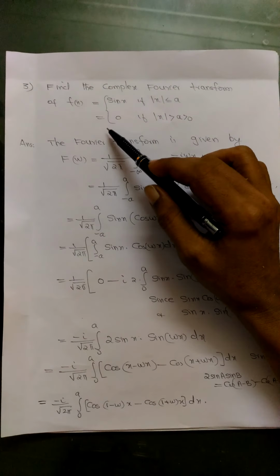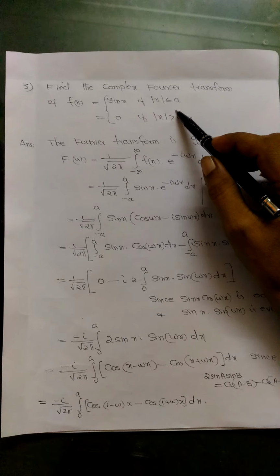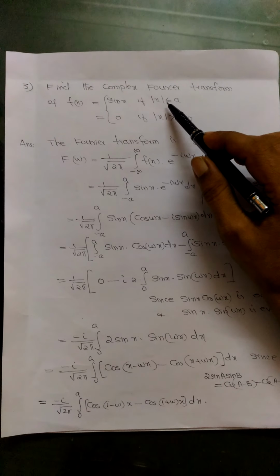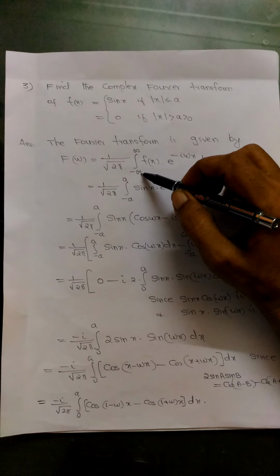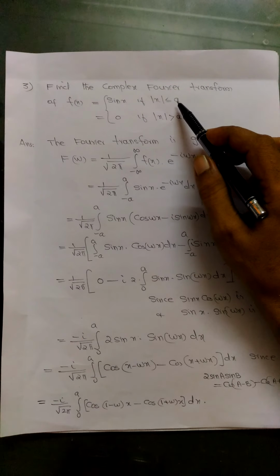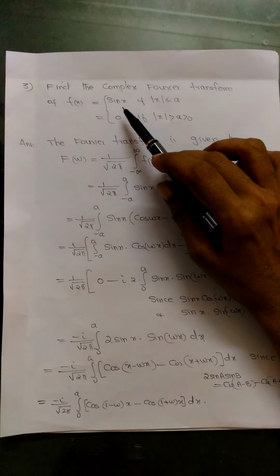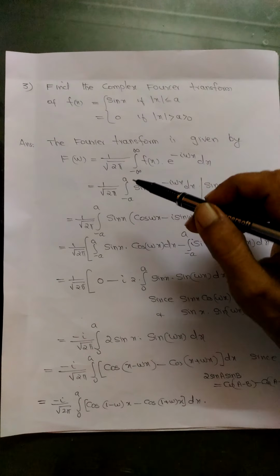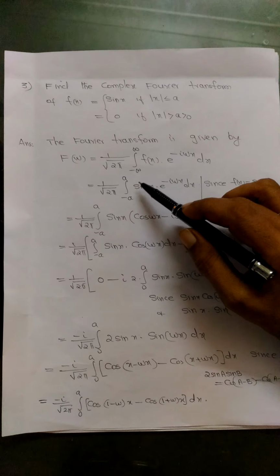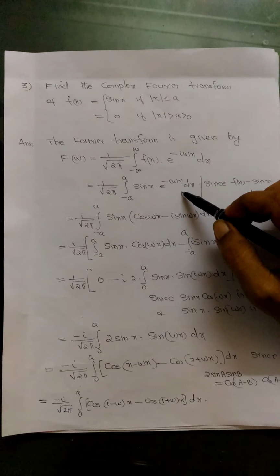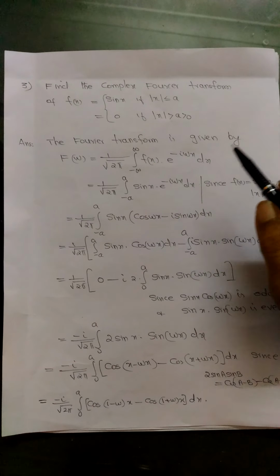Here, given f(x) as sin x if |x| ≤ a. That means x lies between −a to +a. So, the integral from −∞ to +∞ becomes the integral from −a to +a, with f(x) as sin x. So, this is equal to 1/√(2π) ∫ from −a to +a sin x e^(−iωx) dx.